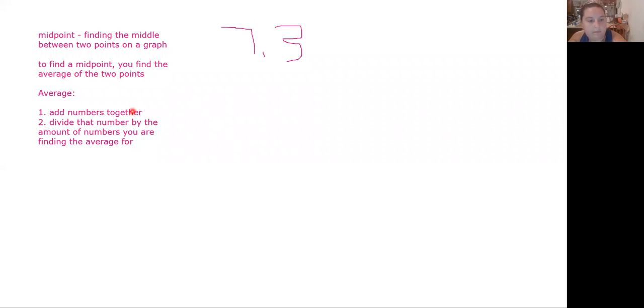Step 1 is you add the numbers together. So 7 plus 3 equals 10. And the second step is divide that number, 10, by the amount of numbers you're finding the average for, 7 and 3. So I'm taking 10 divided by 2, because I used 2 numbers to get to 10. I used 7 and 3.